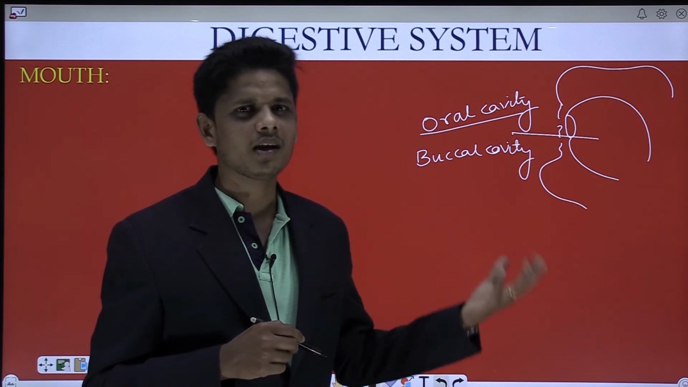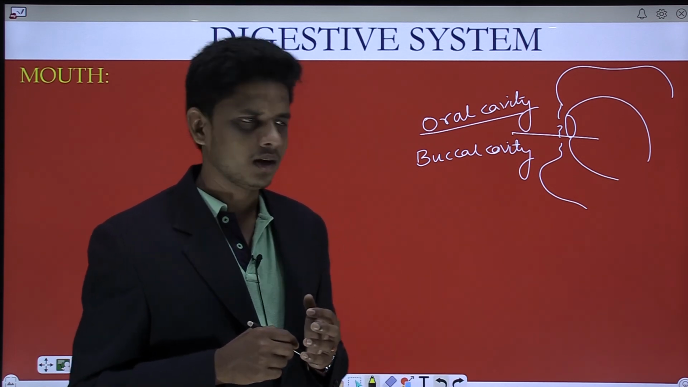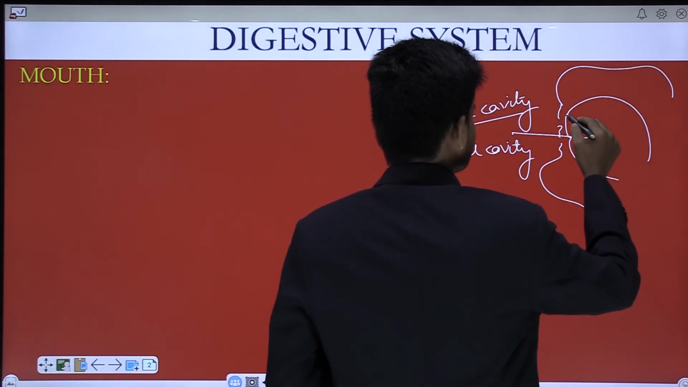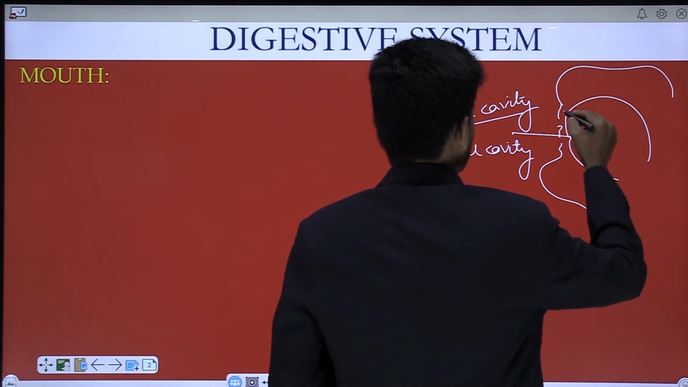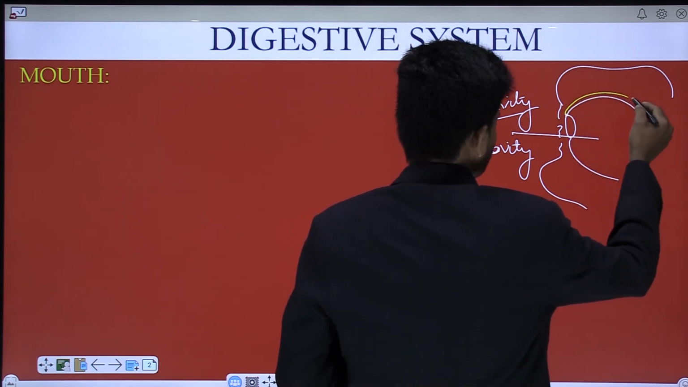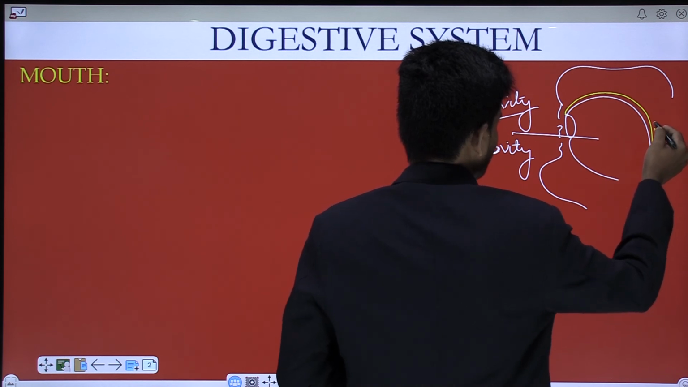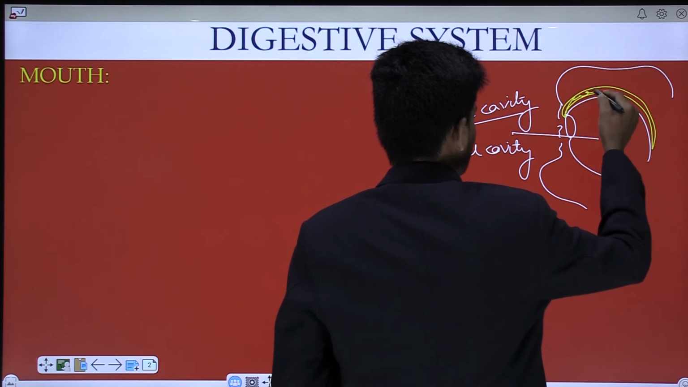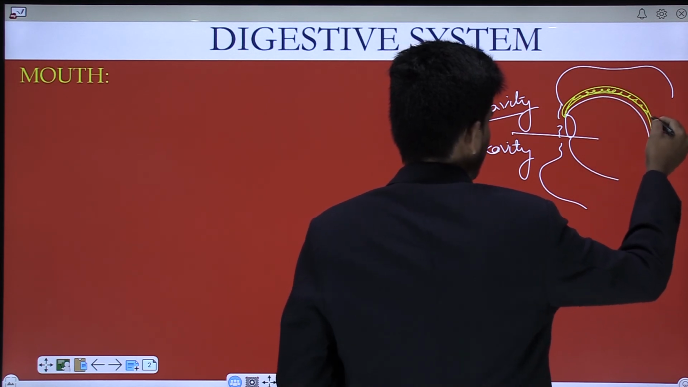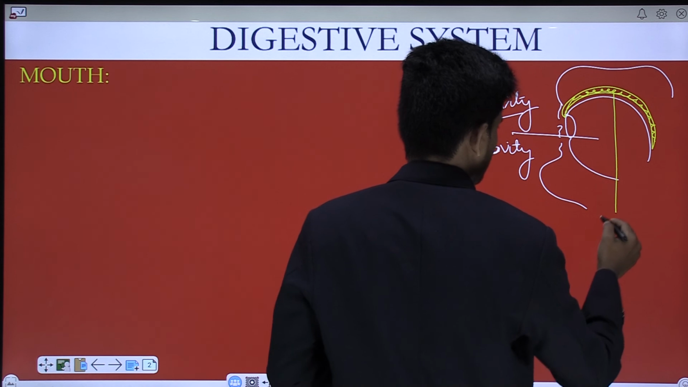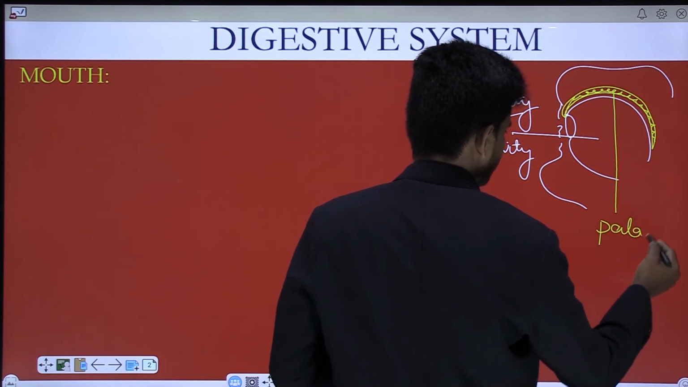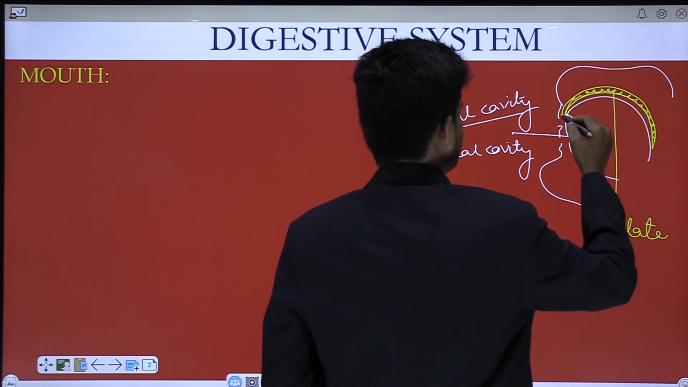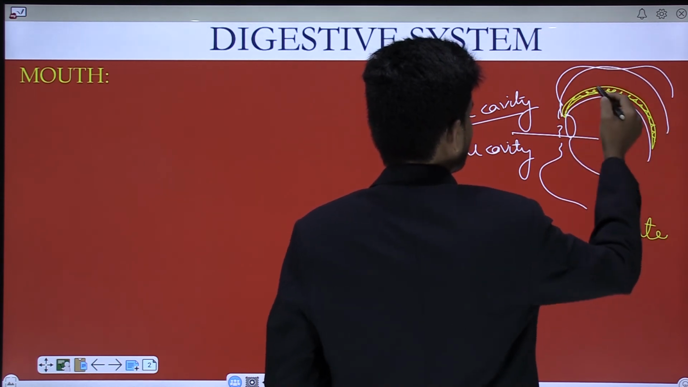The oral cavity is separated by the hard palate. The mouth is separated with a soft bony plate, and this is called the palate. It separates the oral cavity from the nasal cavity.